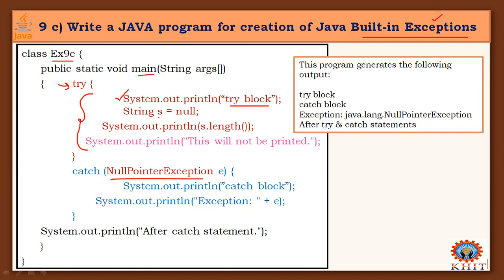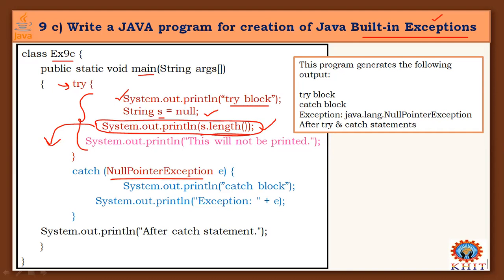is to indicate that the try block is entered. I have a string object s that is initialized with null, and I'm trying to find the length of that string, s.length. So this statement generates an exception. Okay, this statement generates one exception, that is NullPointerException.